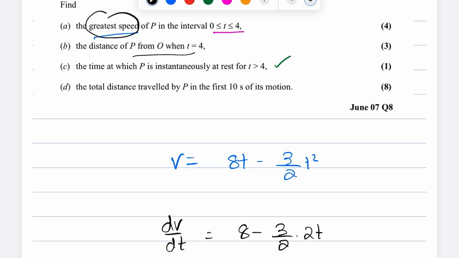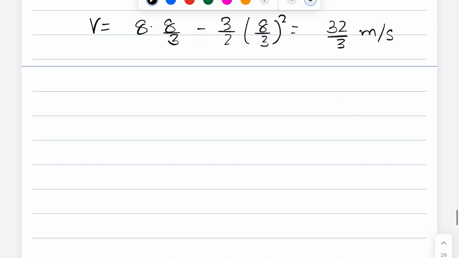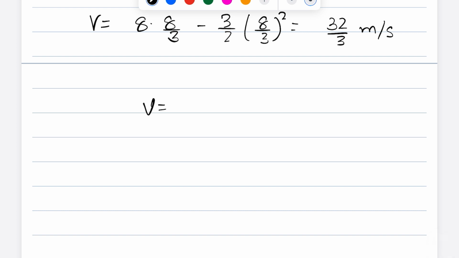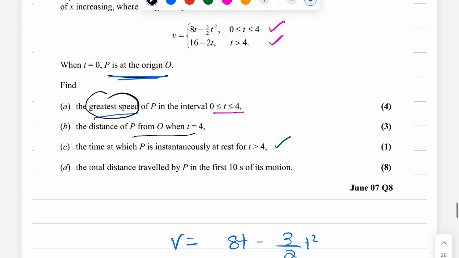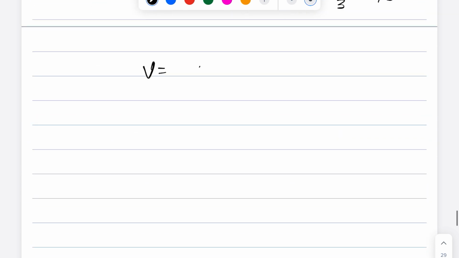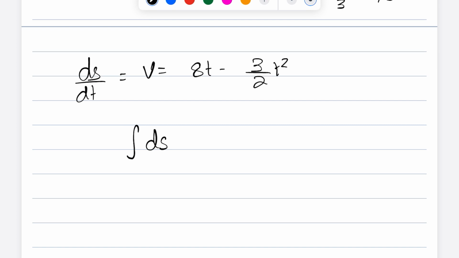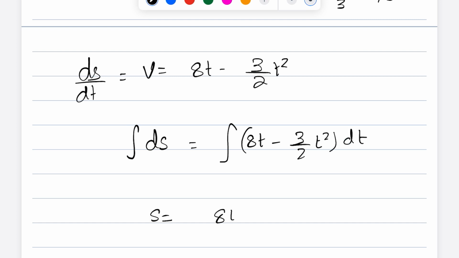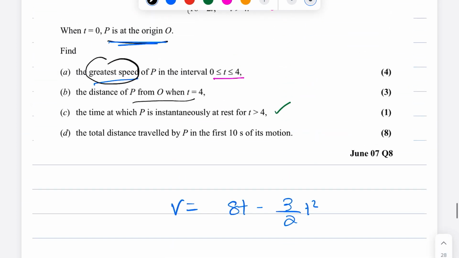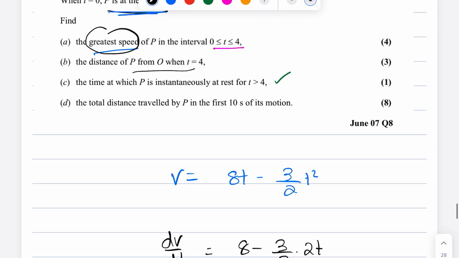Now the distance of P from origin when t equals 4. In order to find the distance, we need to find the integration. So v is 8t minus 3t square upon 2. I am going to find the integral of this one. It becomes ds, because this is ds upon dt. ds equals integral of 8t minus 3 upon 2 t square dt. So s equals 8t square upon 2 minus 3 upon 2 times t cube upon 3, but it is asking from 0 to 4 seconds, at t equals 4 seconds.